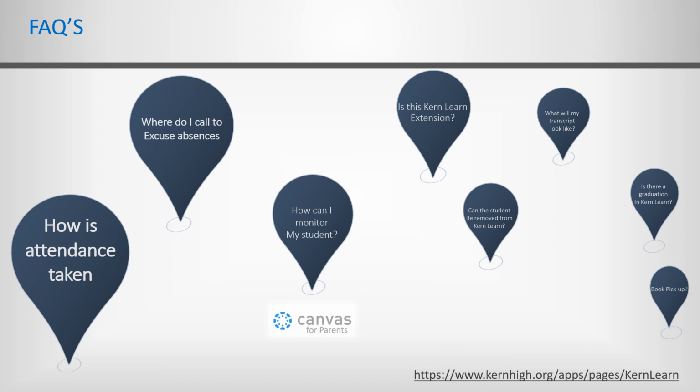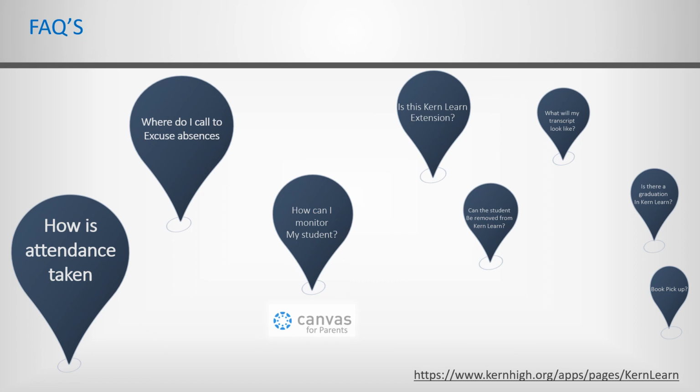How can I monitor my student? Parents are highly encouraged to become parent observers. By becoming a parent observer, the parent is able to monitor the student's progress and help the student stay organized. There's also an app for smartphones that parents can download.